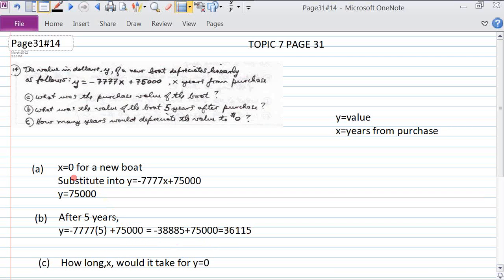So both A and B involve substituting values for x. In this one, we substituted a value of x of 0. Here we substitute a value of x of 5.